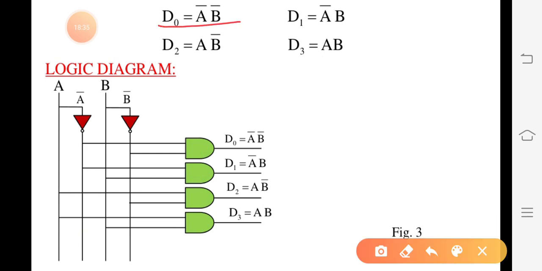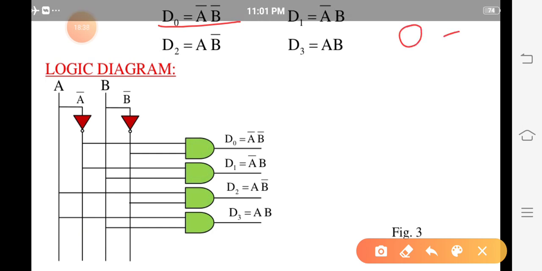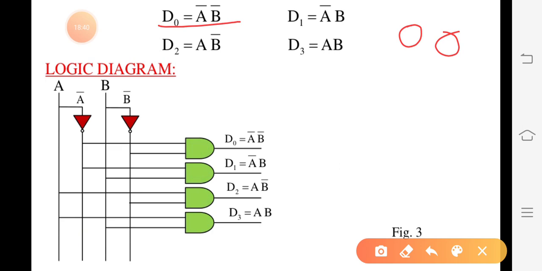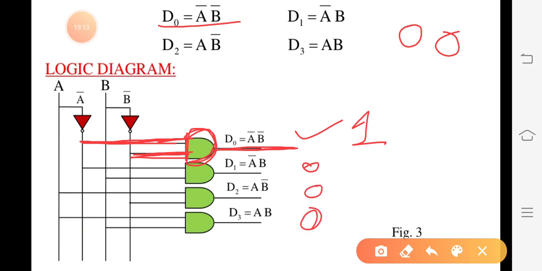D0 will produce output for the value A bar B bar. A bar B bar means 0 0. So what you will do, you will attach this A bar and B bar. Okay, A bar B bar means you will pass 0 0, and because we know a decoder actually produces the min term or the product term, that's why we will use an AND gate here, not OR or any other gate, only AND gate we have to use. Okay, so what did we do, the first combination was 0 0 so this line and this line we will attach and in that case D0 will be active. So if this is active it will be 1 and these 3 will produce 0 combination. Okay, that means 1 will be the output.